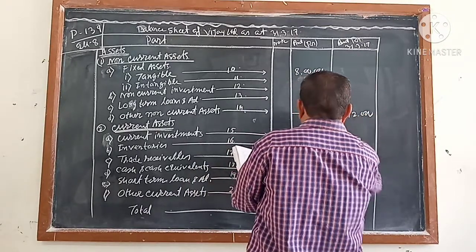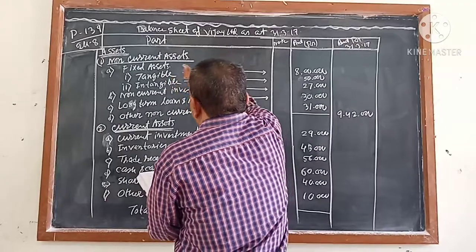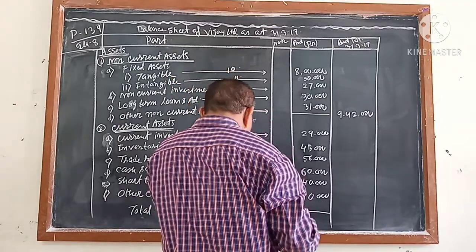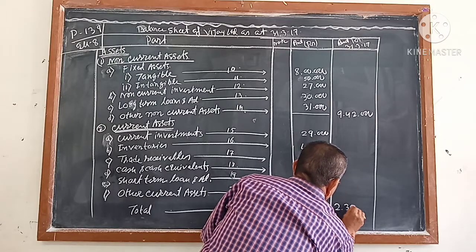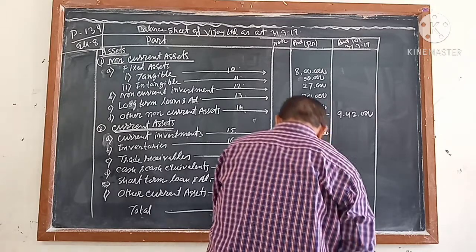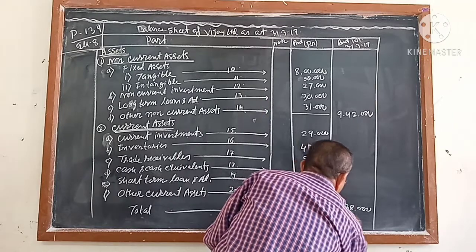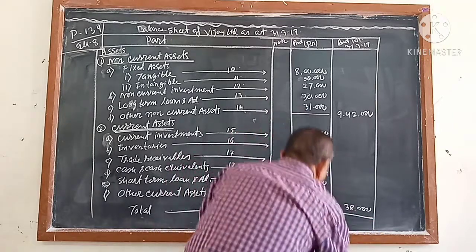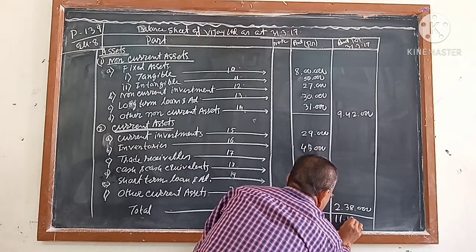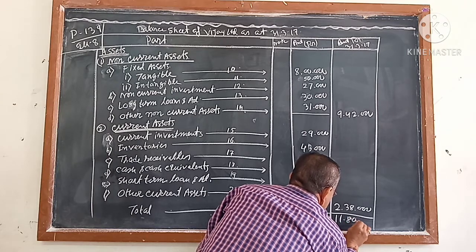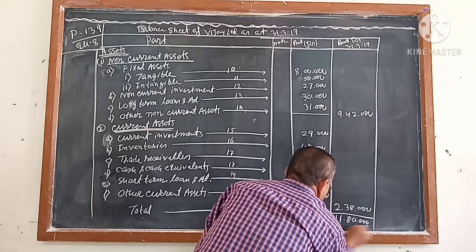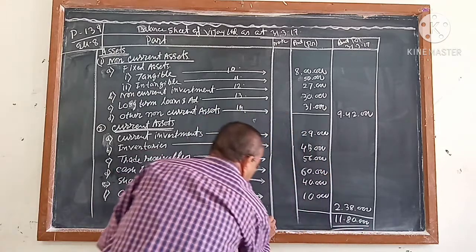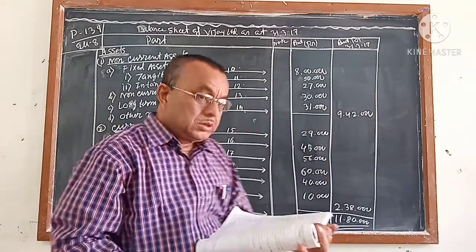So total 9,42,000 is coming in here. 9,42,000 is the total of this book. This is non-current assets and current assets 2,38,000. 2,38,000 is that current assets, and if you add it, you will get 11,80,000. 11,80,000 is coming total assets. That is written here. But very easy.